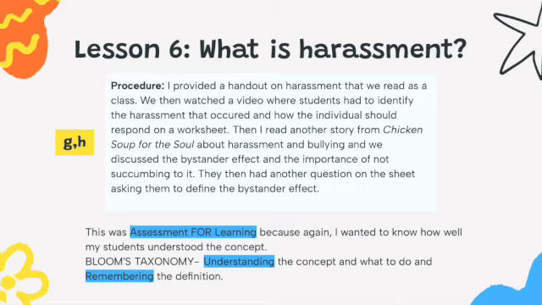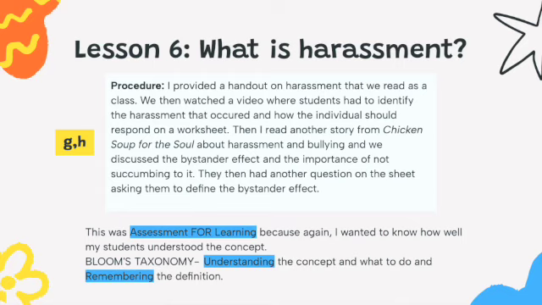The next day we moved on to harassment. I provided a handout on harassment that we read as a class, and then we watched a video where they had to identify the harassment that occurred and how that individual should respond on a worksheet that I gave them. And then I read another story from Chicken Soup for the Soul about harassment and bullying, and we discussed the bystander effect and the importance of not succumbing to it. They then had another question on that sheet asking them to define the bystander effect.